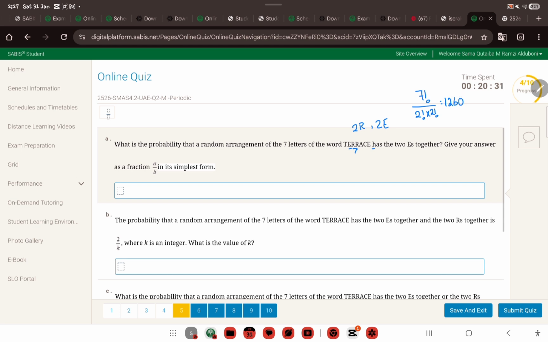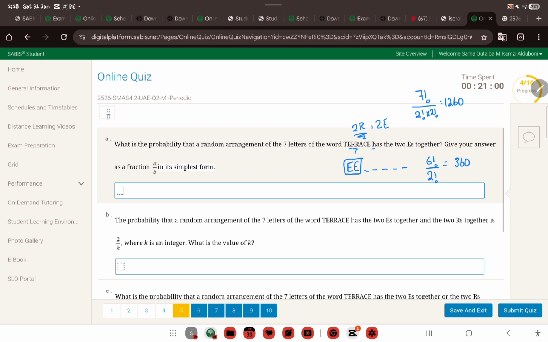1260. Now they told us that the 2 E's are together. So 1, 2, 3, 4, 5, 6, 7. 1, 2, 3, 4, 5, 6. 6 factorial. And the 2 R's are repeated, and we used up the 2 E's, so we don't divide by 2 factorial for the E's. So we do 6 factorial divided by 2 factorial, which is 360.